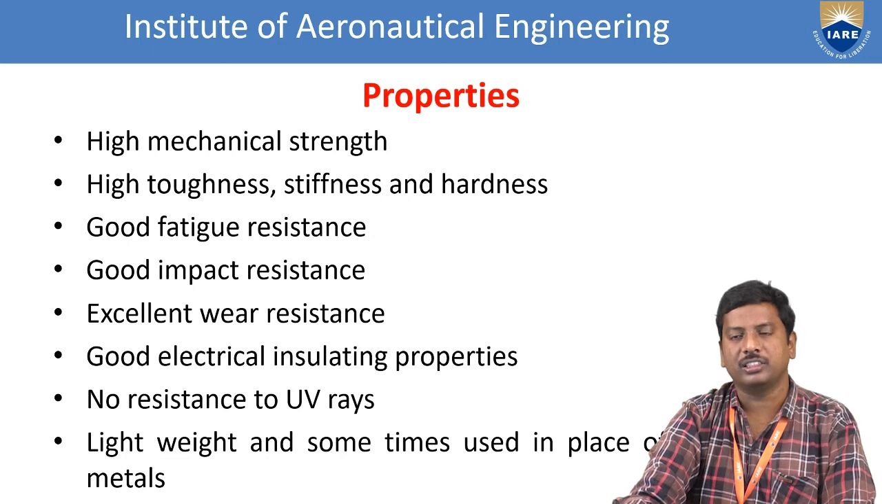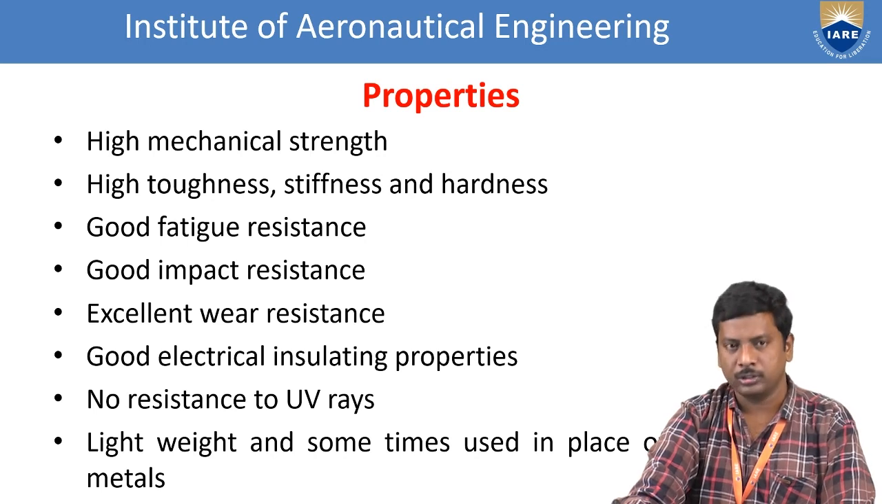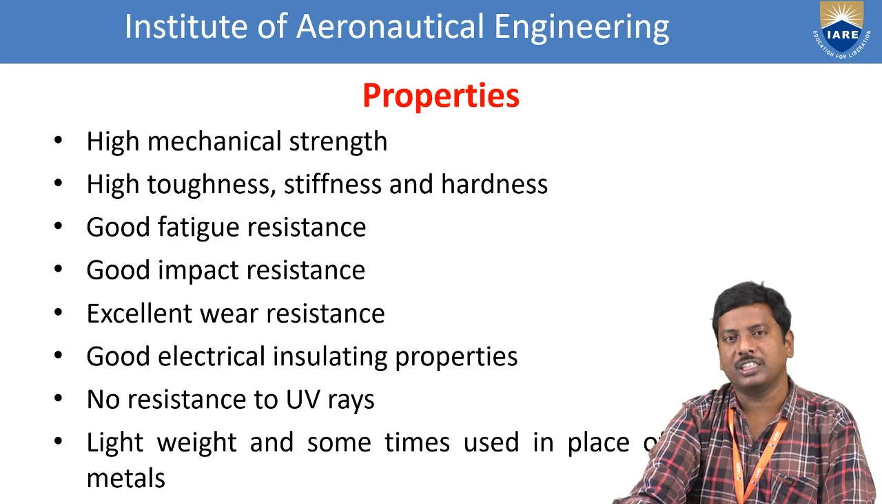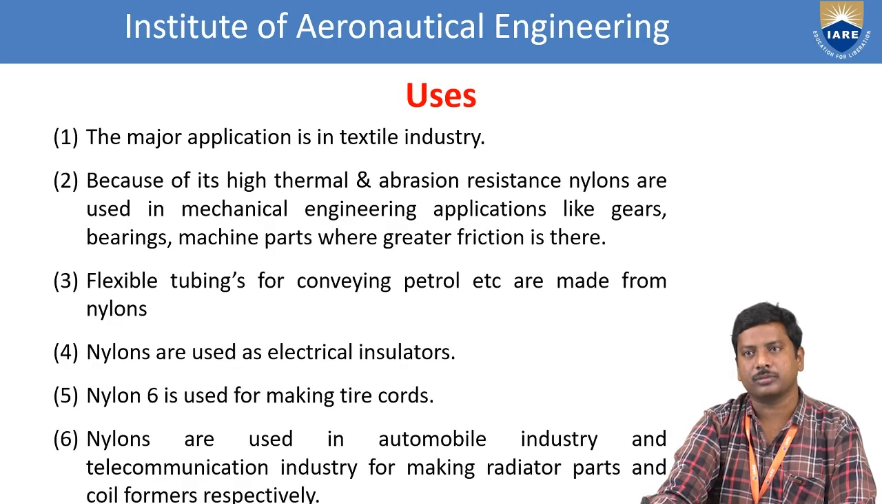Good electrical insulating properties means it is not a conductor, and it should not be attacked by ultraviolet radiation, and it is very light in weight. That's why it is sometimes used in place of metals in various objects. So this is about the properties of nylon 6,6. After that, we see the uses of nylon 6,6.